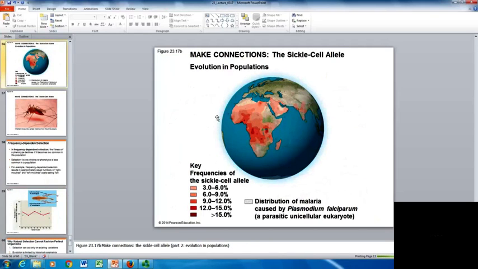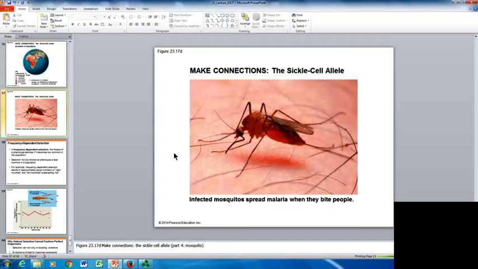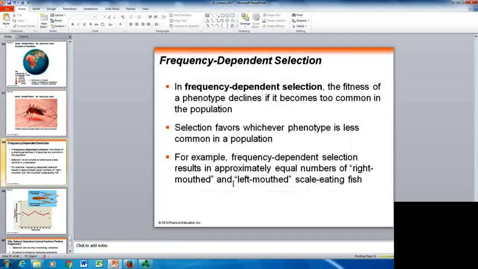So when you look at the sickle cell allele and evolution in populations, when you look at the distribution of malaria and then you look at the frequencies of the sickle cell allele, they overlap. So this is the Anopheles mosquito. This is the one that transmits malaria to people when they bite them.